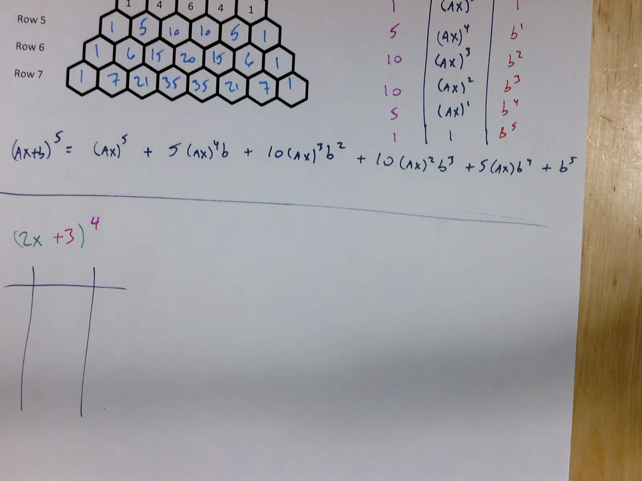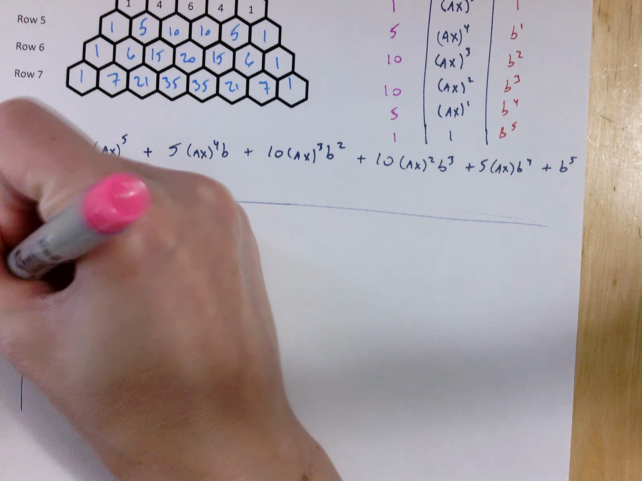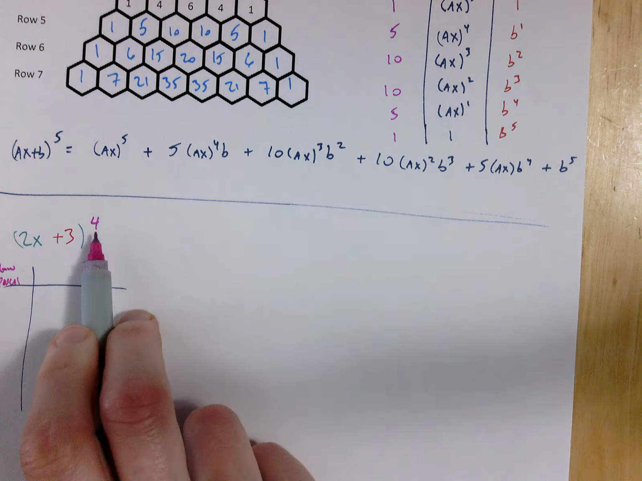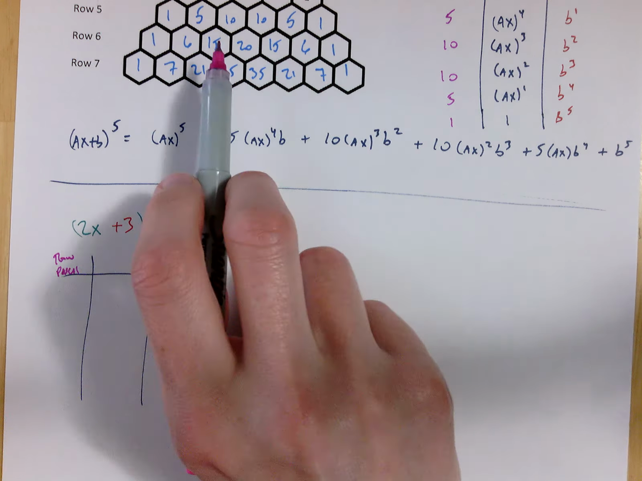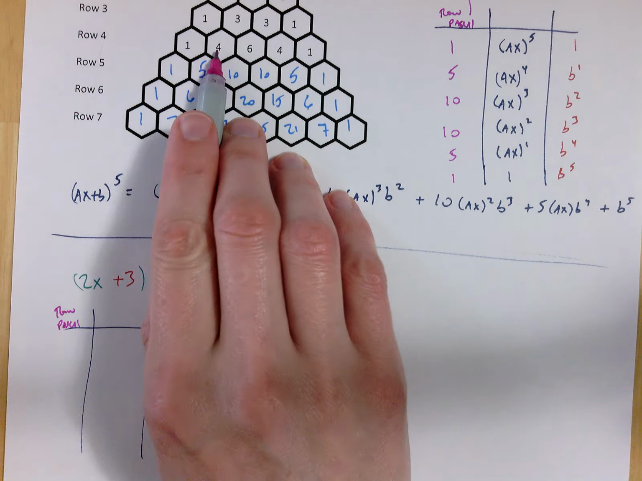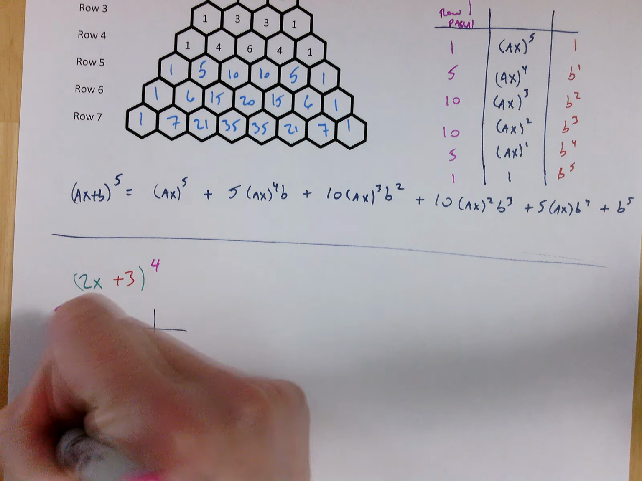All right, so the first thing that I need is the row from my Pascal's triangle. My exponent here is 4, so I need row 4 from Pascal's triangle. And remember, that's the one with the 4 in it. So 1, 4, 6, 4, 1. Copy that down.